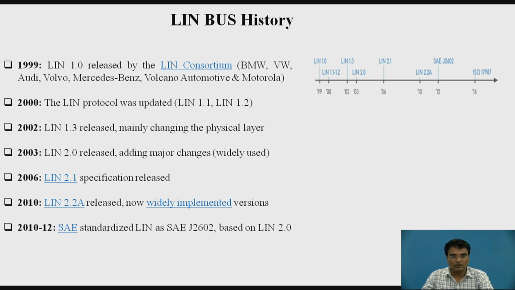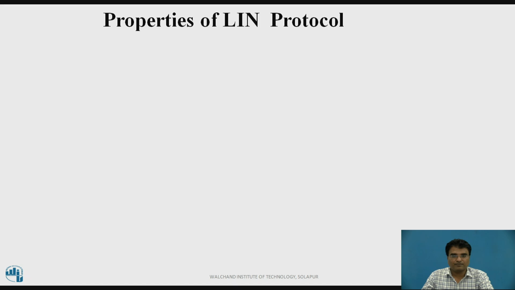In 2010 to 2012, SAE standardized LIN as SAE J2602 based on LIN 2.0, while in 2016, CAN in Automation standardized LIN as ISO 17987:2016.